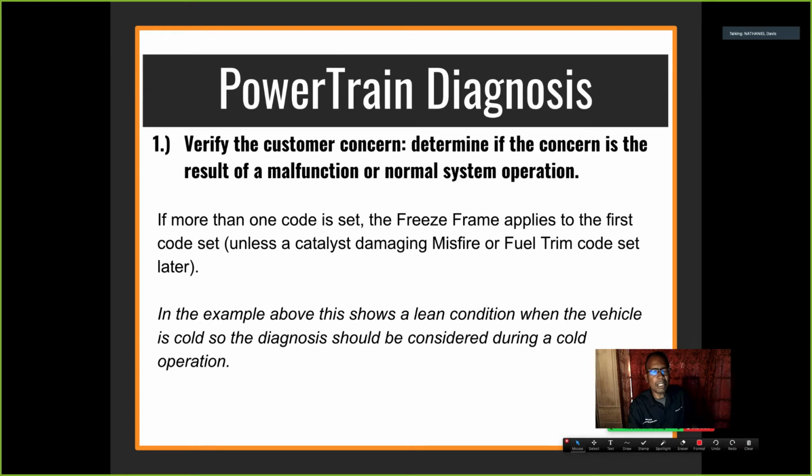If more than one code is set, the freeze frame applies to the first code set, unless a catalyst damaging misfire or fuel trim code sets later. They always get priority. Anything that's going to damage the cat goes first. Okay. An example above is showing you a lean condition when a vehicle is cold, so the diagnosis should be considered during a cold operation, like I said earlier.